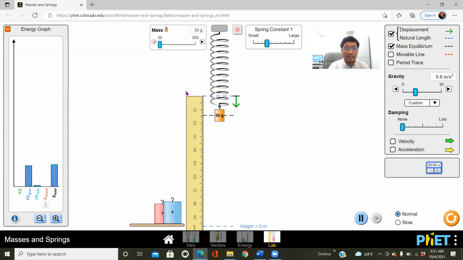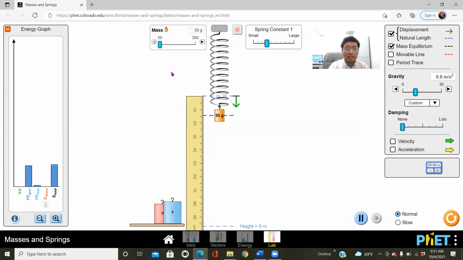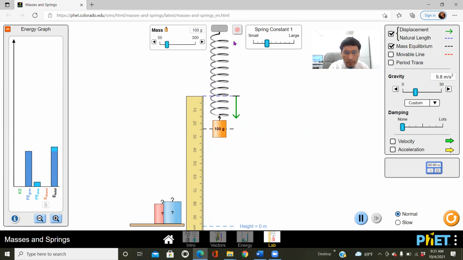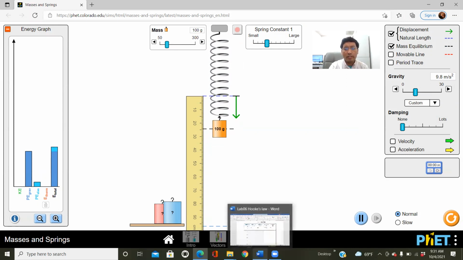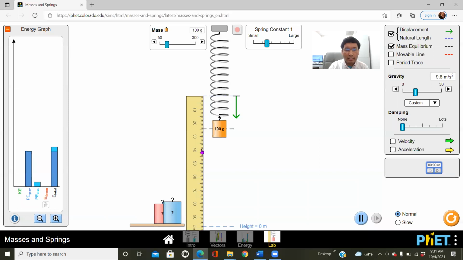Let's go to the second data point. The second mass will be 100, right? You just increase the mass all the way to 100. Let's set 100. Stop it. Now this is 24. Let me write down 24 here. Similarly, let me take all the data. Then 150.